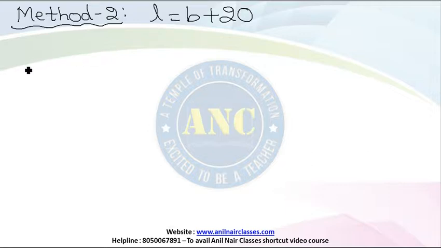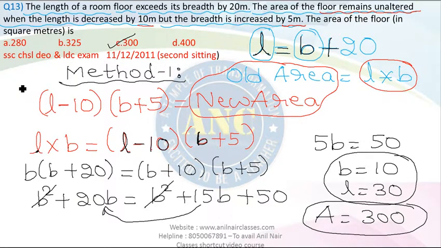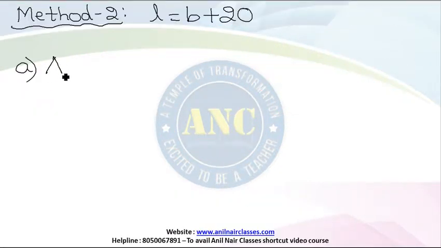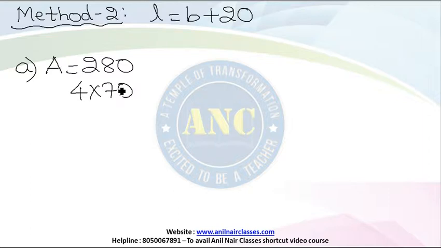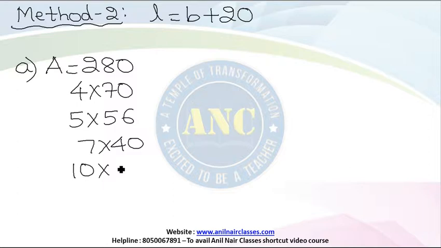Now they are asking you the area in the question. Find the area of the floor in meter square is the question. First option is 280. Now think logically. 4 into 70 is 280. 2 into 140 is also 280. 5 into 56 is 280. 7 into 40 is 280. 10 into 28 is 280. 8 into 35 is 280, right? Like that there are multiple cases.